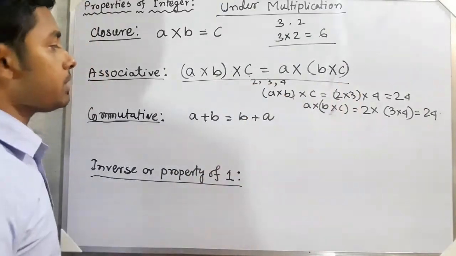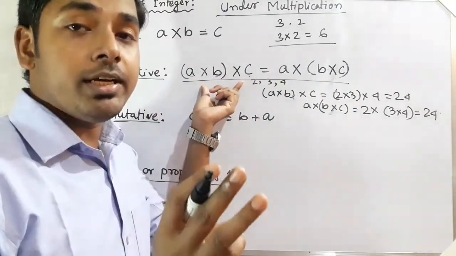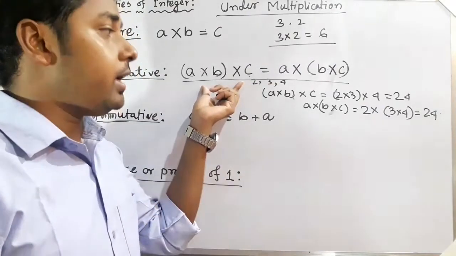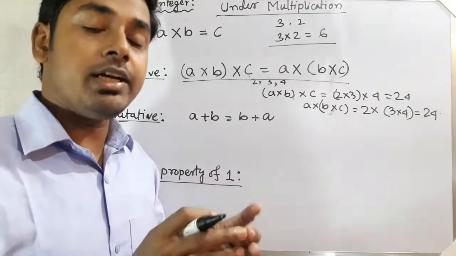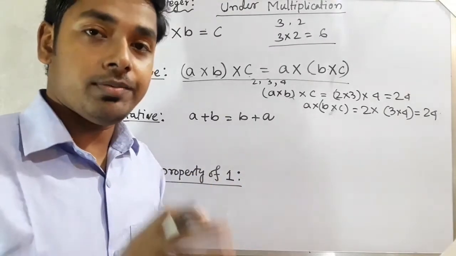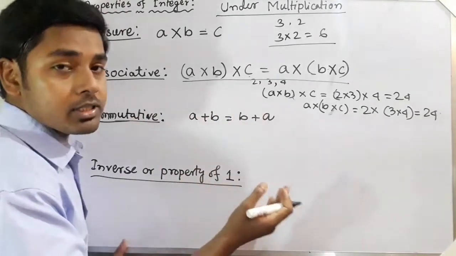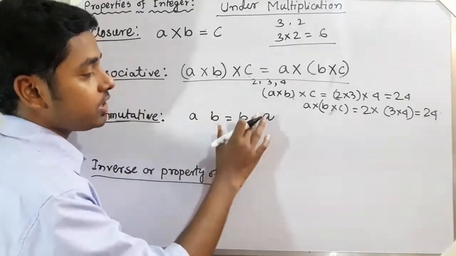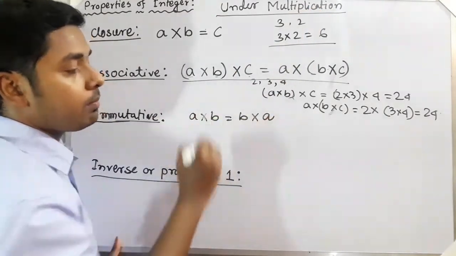That means what is the statement of the associative property? If we multiply 3 integers, then order doesn't matter. We can multiply these 3 integers in any order. Okay, now the commutative property, same concept, we just have to change the sign whenever it is multiplication. So here will be the multiply sign.